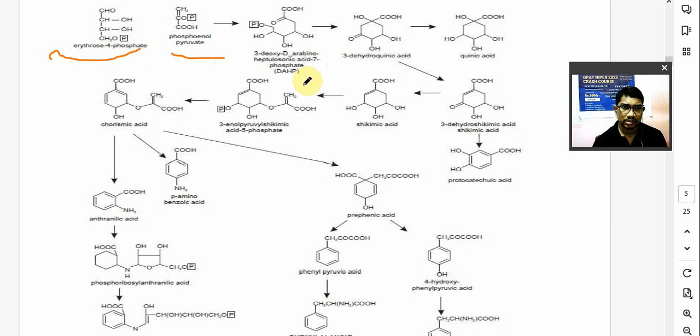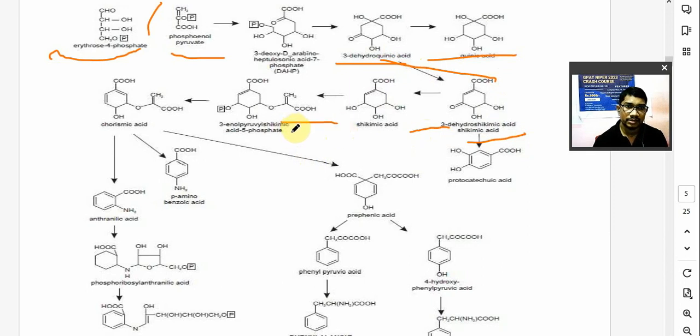Chorismic acid is an intermediate formed in which of the following pathways. वहाँ पे pathways के नाम लिखे थे: shikimic acid pathway, acetate pathway, acetate mevalonate pathway. याद रखो, chorismic acid is formed in the shikimic acid pathway. From the chorismic acid only you are going to get anthranilic acid. From anthranilic acid you are going to get an amino acid known as tryptophan.